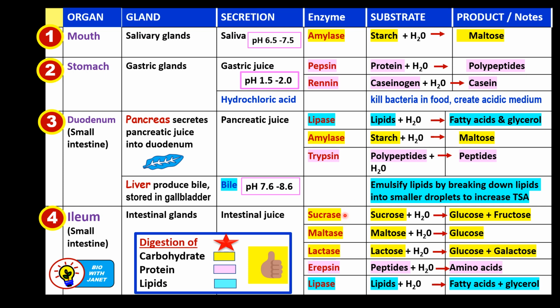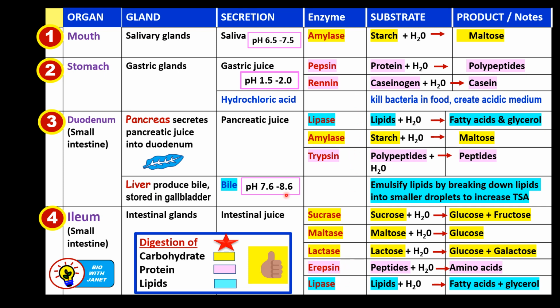Then there is also the production of bile to emulsify the lipids by breaking down large lumps of lipids into smaller droplets for faster digestion by the enzyme lipase. And lastly, in the ileum, there's also the secretion of lipase that helps to hydrolyze any remaining lipids into fatty acids and glycerol. So digestion of lipids occurs in the duodenum and the ileum, whereas digestion of carbohydrates occurs in the mouth, but not in the stomach, and then the duodenum and the ileum.